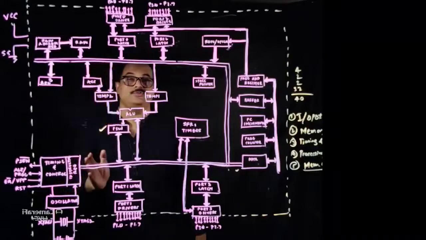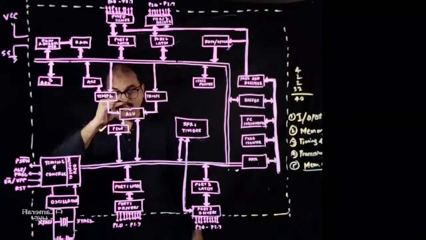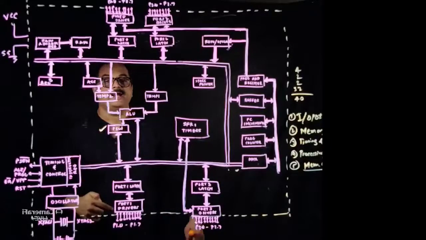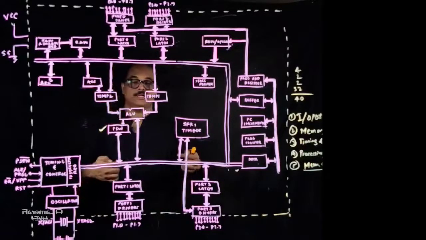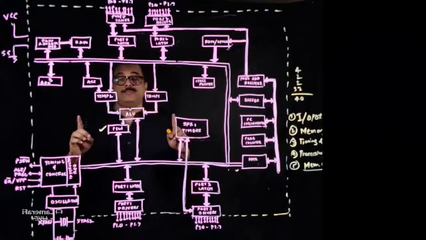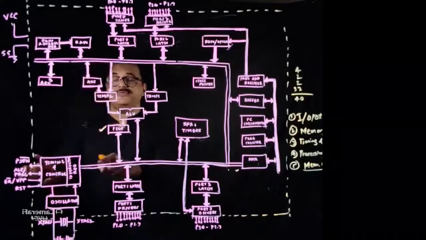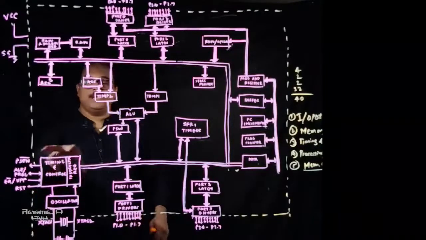That means if the instruction is, say, move, whatever opcode is there for the move is brought in and decoded, and after decoding the microcontroller comes to know what is to be done, and accordingly control signals are generated. That is why the instruction register is shown as a part of this block.